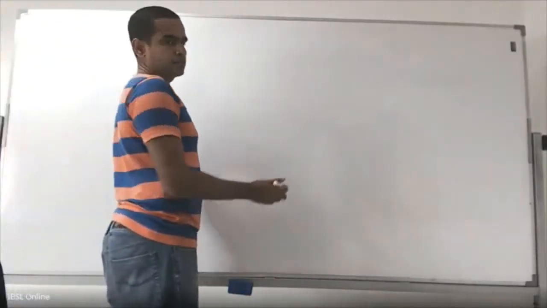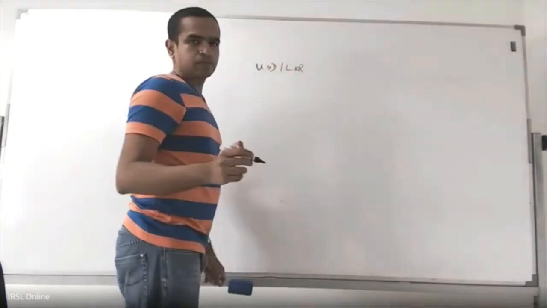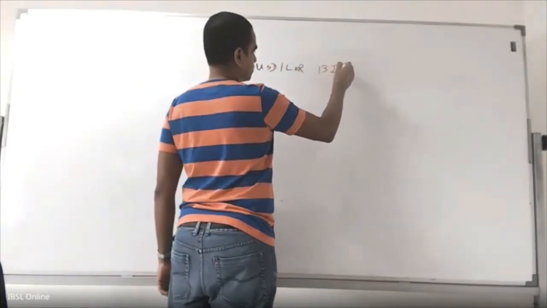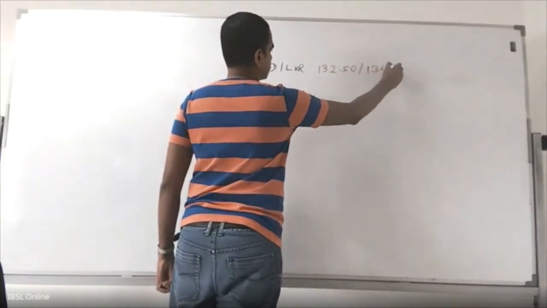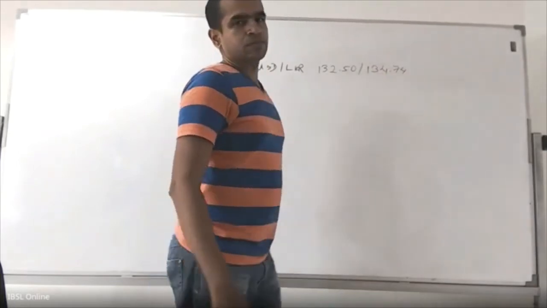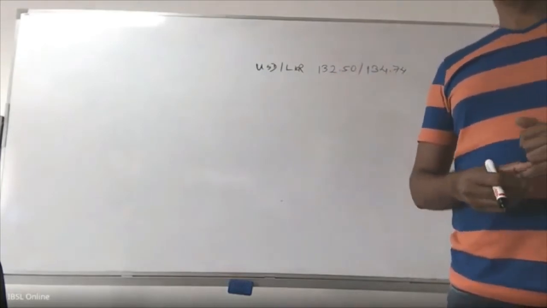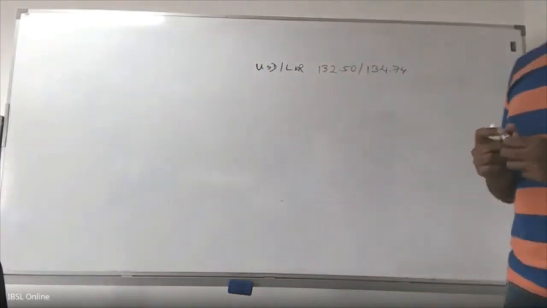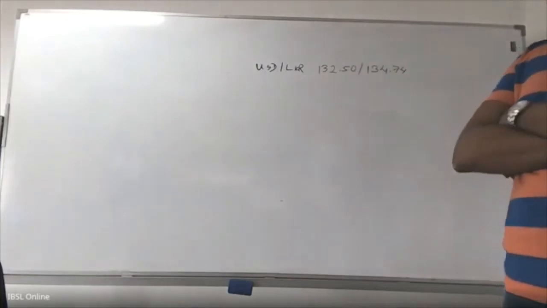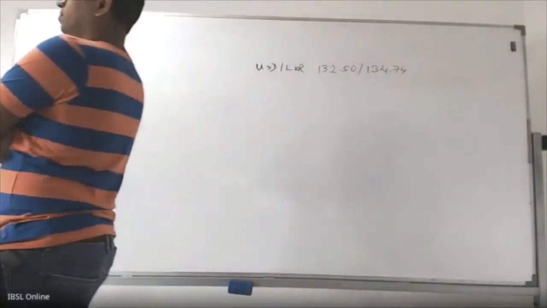So it says the dollar rupee 132.50 and 134.74. First question is very easy. What is the base currency? Base currency is obviously the first currency, which is the dollar. Right? The bid 132.50, offer is 134.74. Very simple.